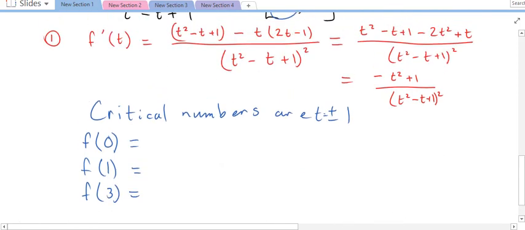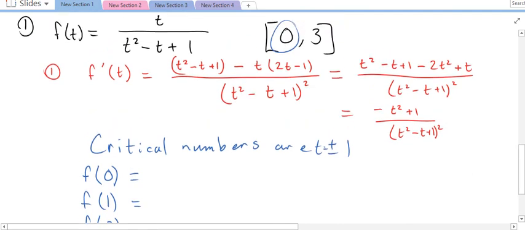So if we plug those values into the function up here, when we plug in 0, we will get 0 as our answer. When we plug in 1, we will get 1 as our answer.